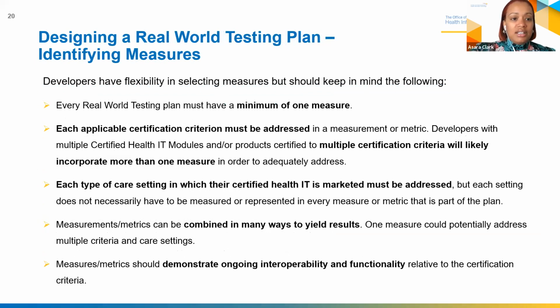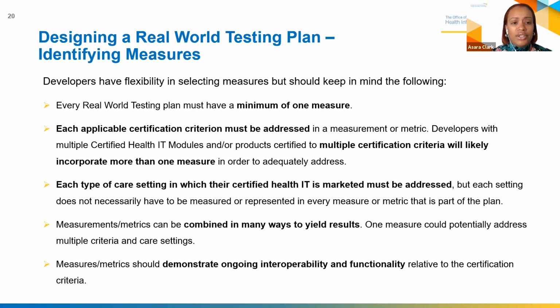All right, now we're going to get into identifying measures, okay? I want to first and foremost say developers have full flexibility in selecting the measures that they will use in their real-world testing approach. ONC will not and is not pre-approving measures, okay? So we want you to be very, very flexible in your thinking and your approaches. We reiterate this because the developer is best positioned to understand how they might work with their customers to measure their real-world testing activities and that functionality, and those capabilities in a real-world environment.